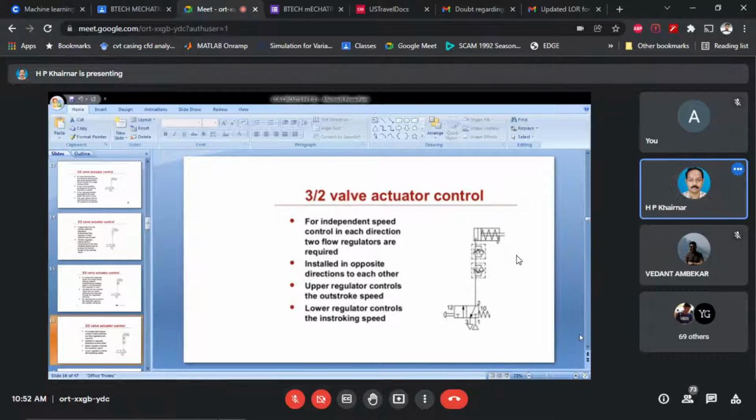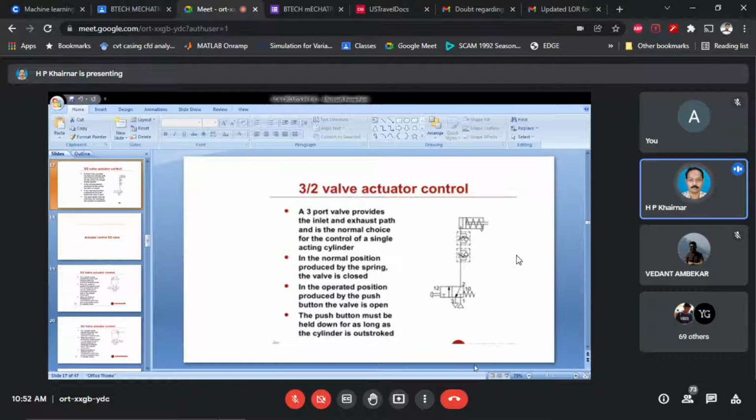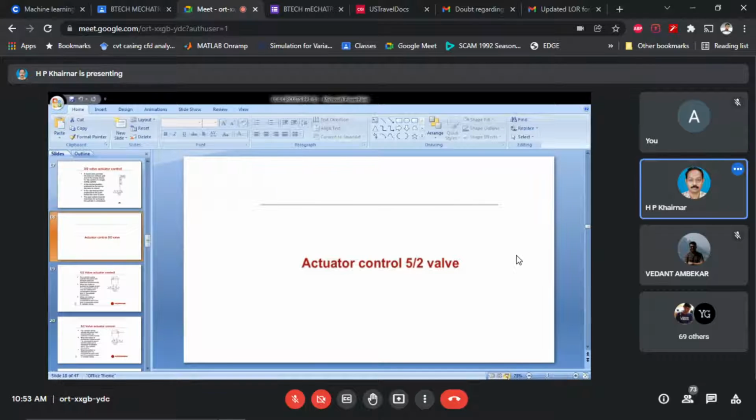So this is an addition to the previous circuit. Now again, this is just the completion of the stroke that they are explaining over here. So a three-port valve provides the exhaust and inlet path and is the normal choice for the single acting cylinder. So this is what we can have. Similar repetition is there for the explanation. Both these speed controls are possible. But this was about the 3 by 2 wall. Now another popularly used wall is the 5 by 2 wall. This wall is very popular.